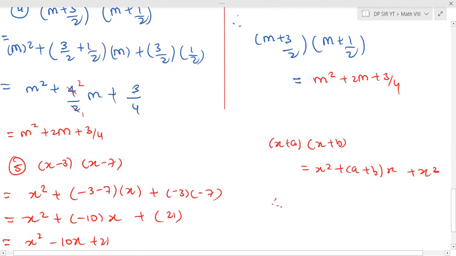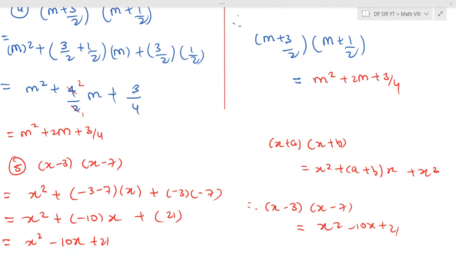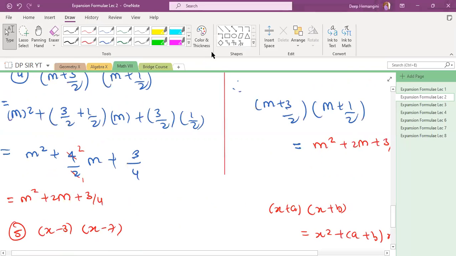Therefore, just take the answer: x minus 3 and x minus 7 is equal to x square minus 10x plus 21. Okay, so let us check the answer, and you all can check this answer from the textbook as well. I have taken these examples from the textbook, so need not worry.